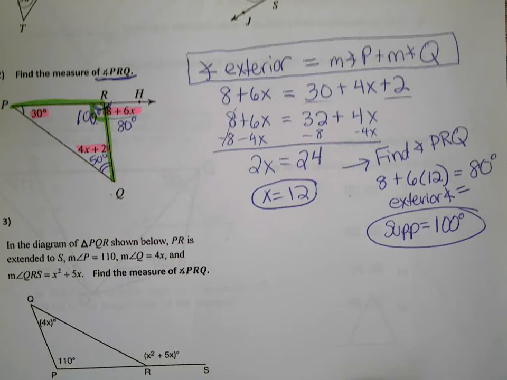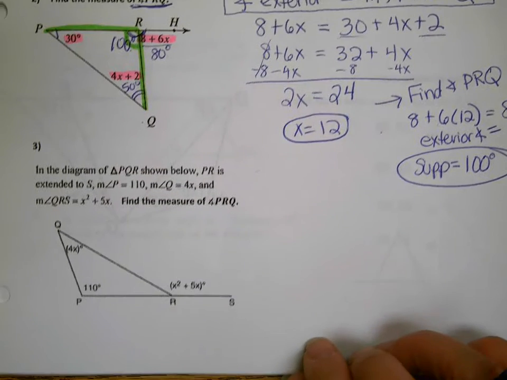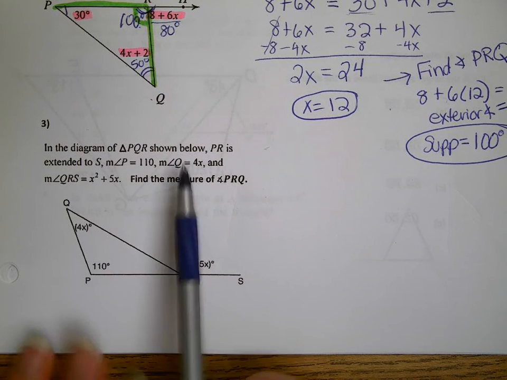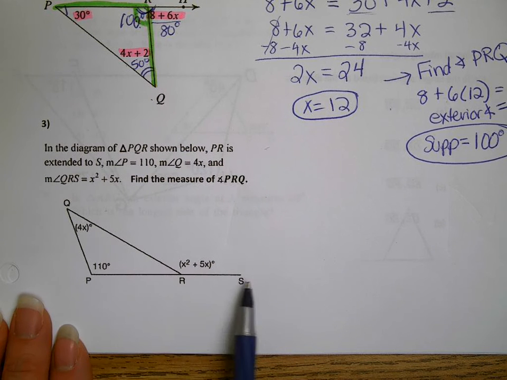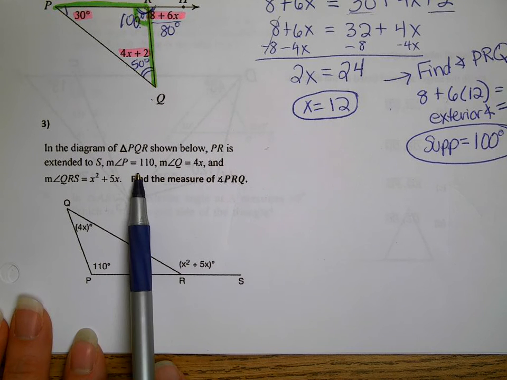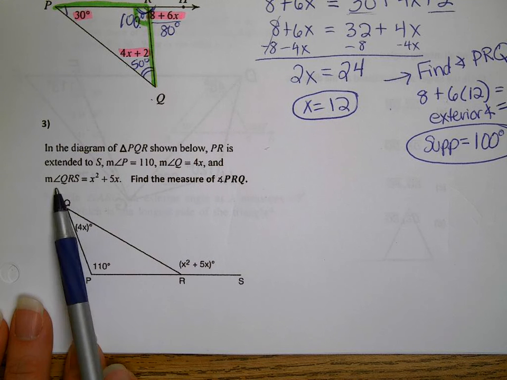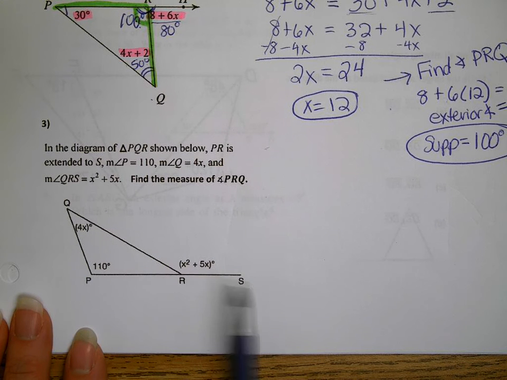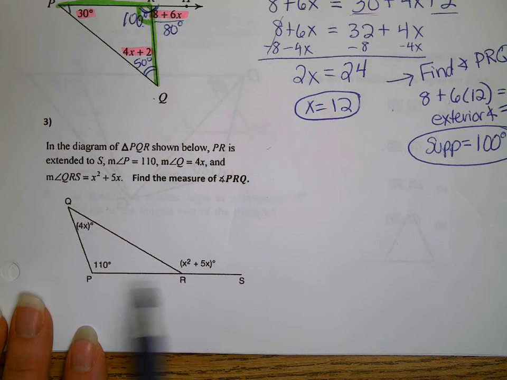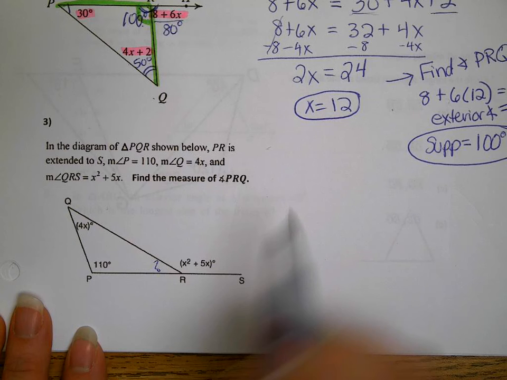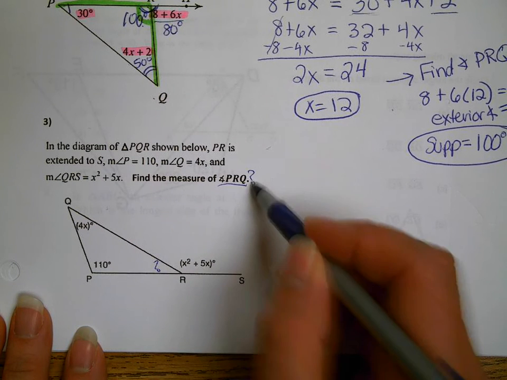Looking at exercise 3. In the diagram of triangle PQR shown below, PR is extended to angle S. Angle P is 110 degrees, angle Q is 4x, and angle QRS, the exterior angle there, is x squared plus 5x. Find the measure of angle PRQ. So we're finding the same angle here. This one here is what they're asking for.